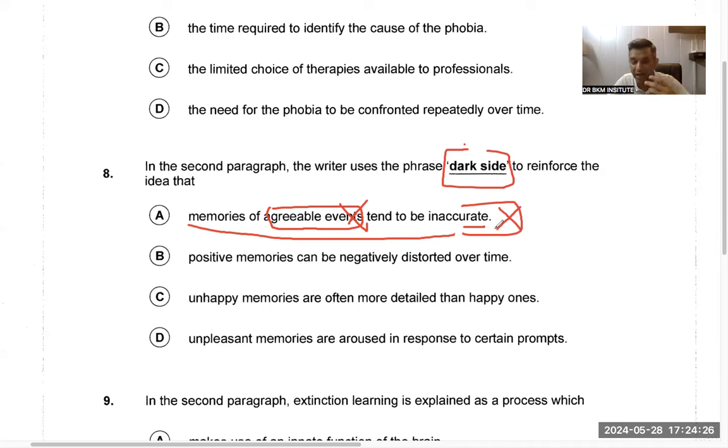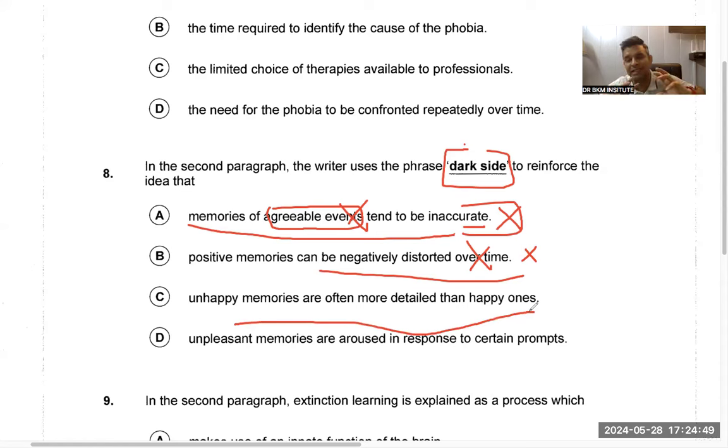Please understand this. Listen to this recording again and again, because I am recording it as well, so you will be able to listen to it again. Don't go ahead unless you understand this thing. Positive memories can be negatively distorted. No, he says positive memories become more positive. They don't get negative. Sorry, this is not my answer again. Unhappy memories are often more detailed than happy ones. There is no comparison given between the unhappy and the happy ones. He said positive will become more positive, negative will become more negative. So he did not compare these two. So now my answer is again D, even without doing the rest.